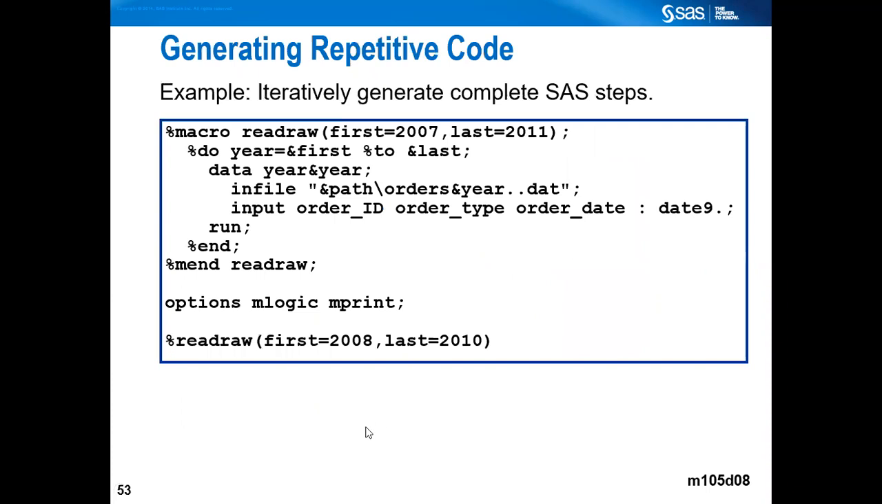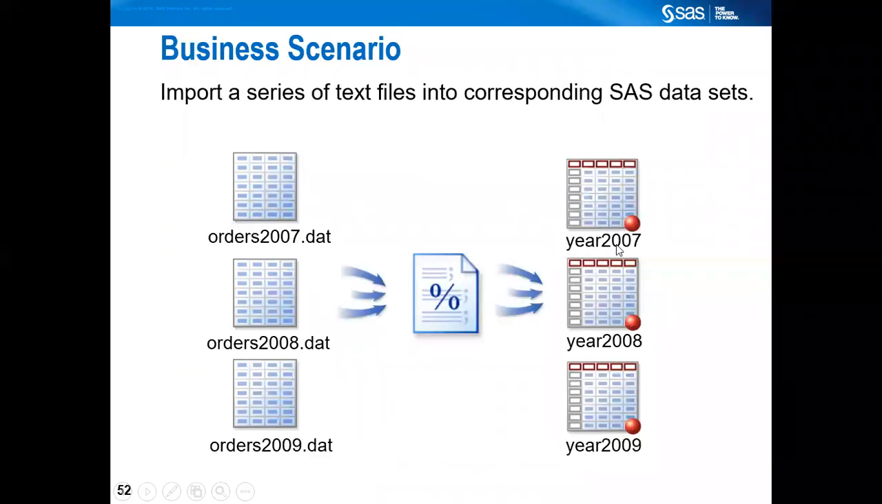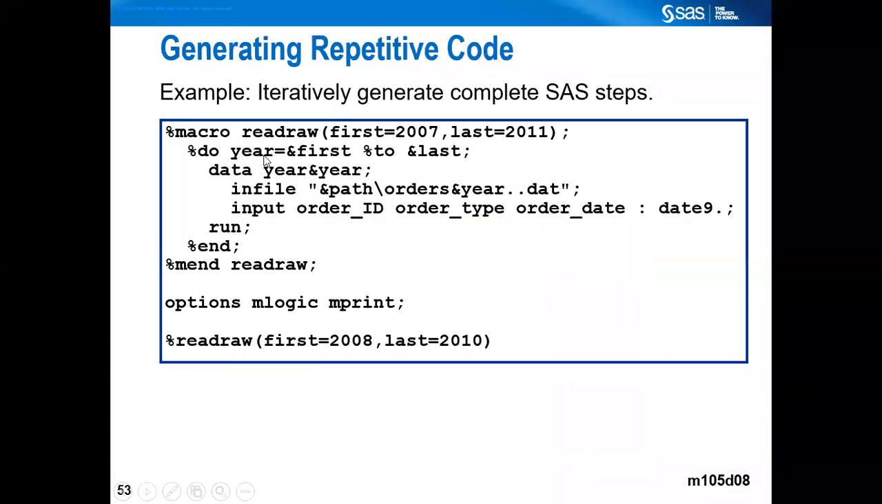Now for it, you are going to write a macro, %READRAW, with parameters: the first value is 2007, the last value is 2011. You write a do loop statement, %DO year = &first %TO &last, which is 2007 to 2011. You are going to create data sets, hence you are writing a data step within this do loop. You write DATA year&year. So this year will be text, and this &year will be your macro variable, which is your do loop value.